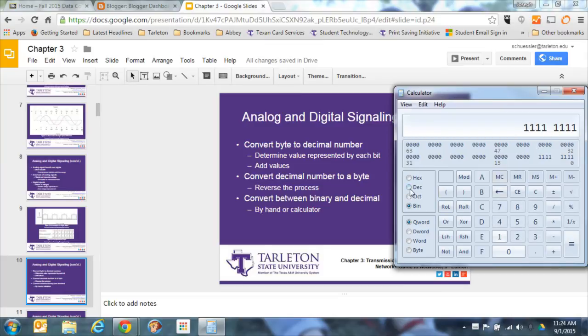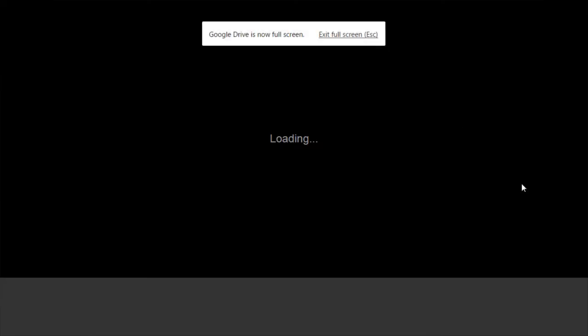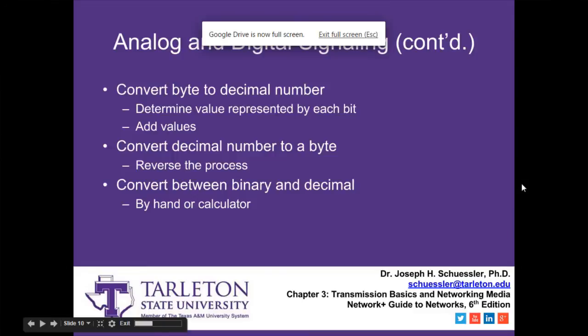If we wanted to represent, let's clear this, 1, 1, 0, 1, 0, 1, 1, 1, what does that represent in decimal? I'll switch over and it's 215. So it's a pretty easy way to go back and forth between some of those different numbers. You can do these calculations by hand, or you can simply use the calculator. Use the calculator, it's easier.